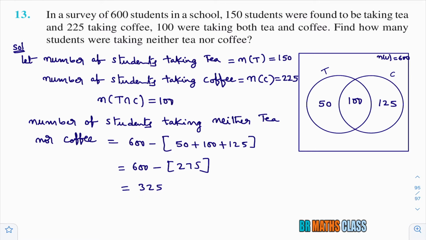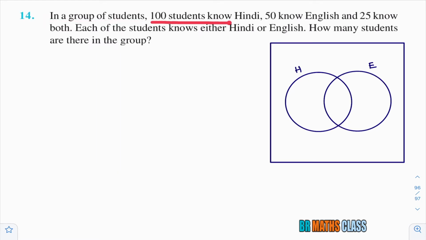I hope you understand this solution. 100 students know Hindi. 50 students know English. 25 know both. Here two languages are there, Hindi and English. Each of the students knows either Hindi or English. This is an important point. Whoever the members are in the group, each of the students knows either Hindi or English.